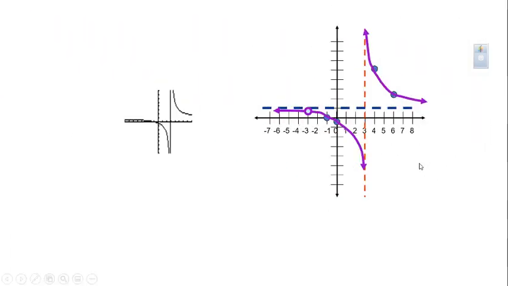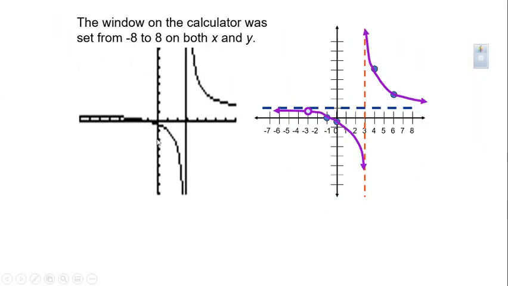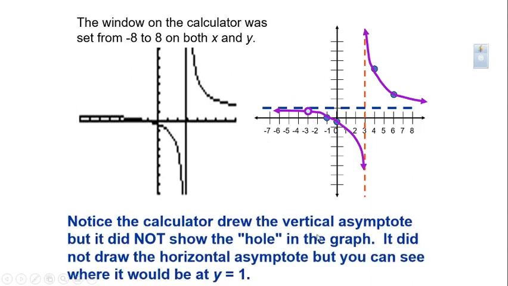If you notice, the calculator actually doesn't indicate the hole. In this case, the calculator drew the vertical asymptote, but it did not indicate the hole. So you need to be careful of this when you're drawing these on the calculator. The calculators do not indicate holes, and they only sometimes indicate vertical asymptotes. And you notice also that the horizontal asymptote isn't indicated either. So you cannot simply rely on the graphing calculator to give you the information.